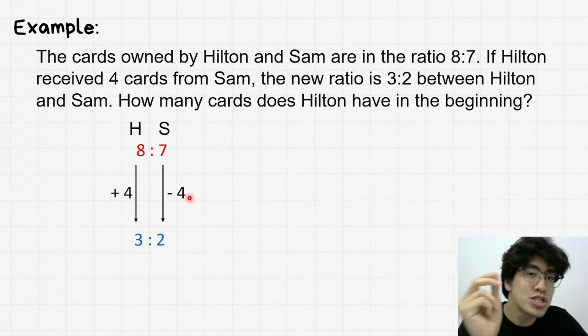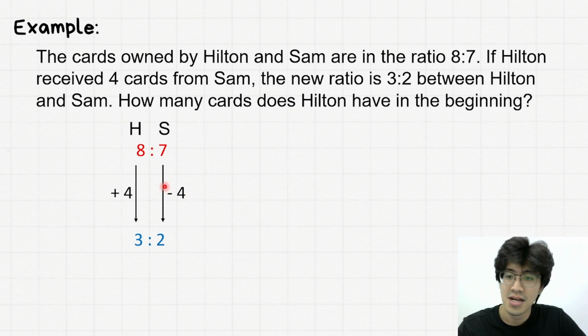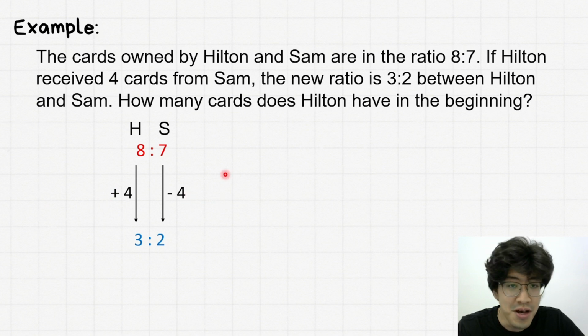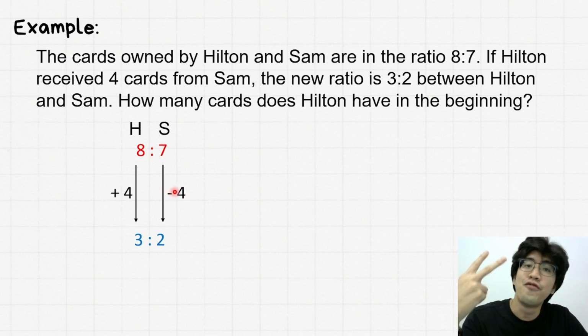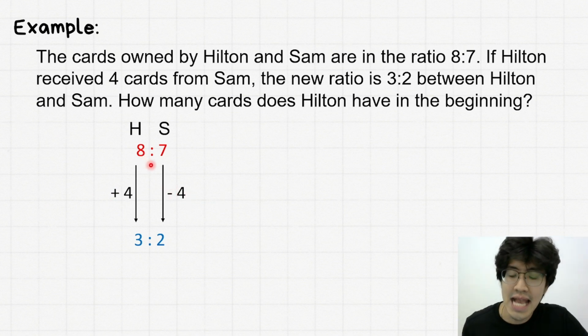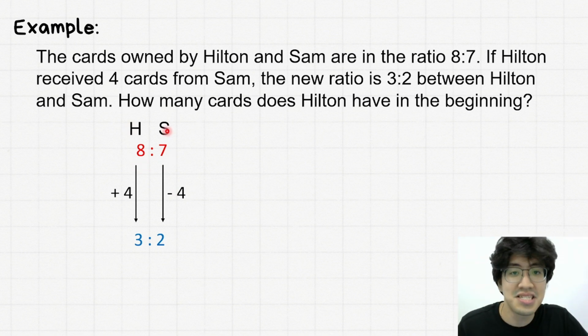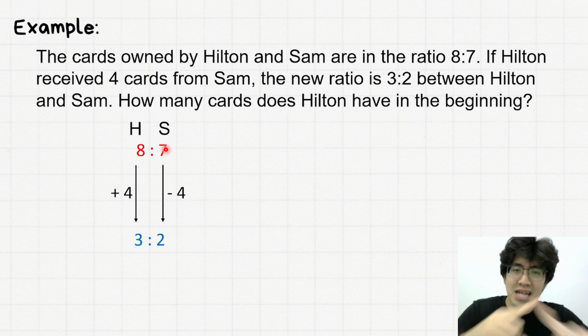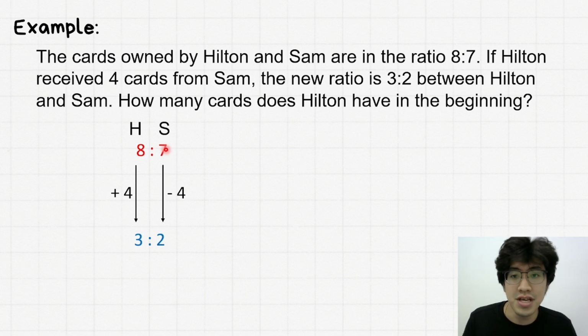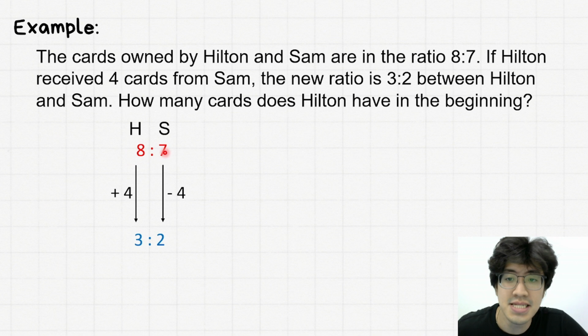Now let me just pause right here and ask this question. These two 4s over here are 4 cards. But this 8 and this 7, does that mean that Hilton has 8 cards and Sam has 7 cards? Well, the answer is no. The 8 and 7 over here are just the units. So we don't know how many cards to be exact, and that's why we have to solve these questions. So now we have 8 units and 7 units.